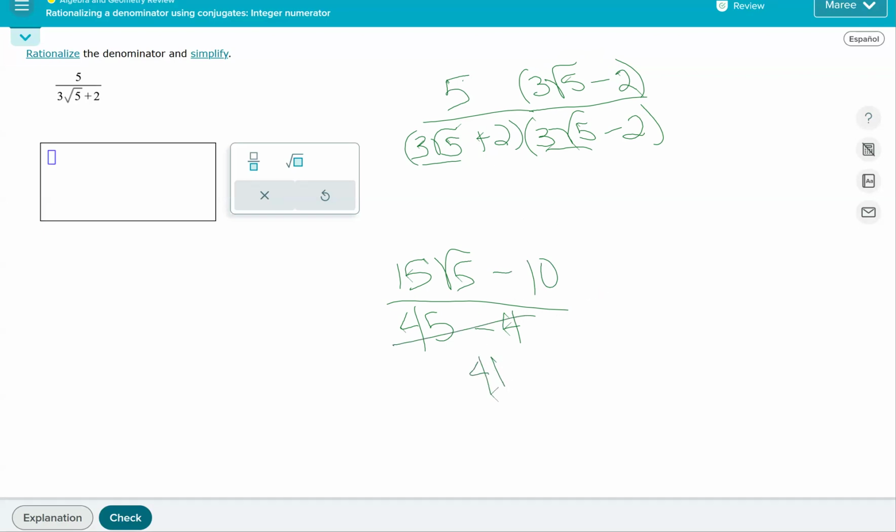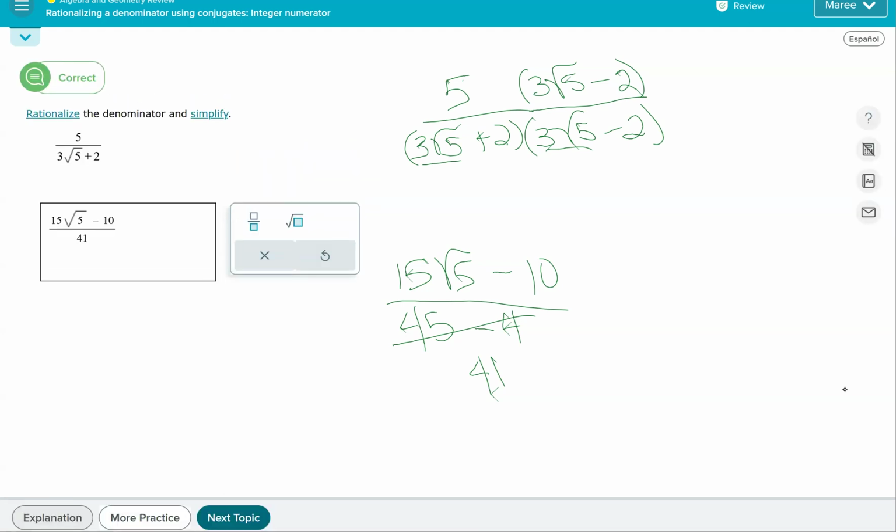And we can't simplify anymore. So that becomes our fractional answer with the denominator simplified. When you're typing that square root, be sure to use the right arrow to get out from underneath the square root.